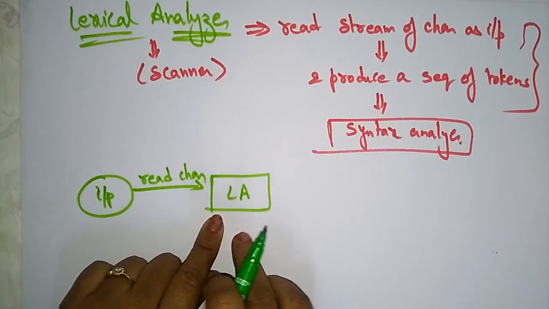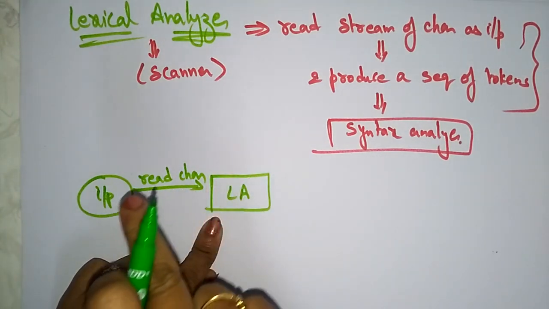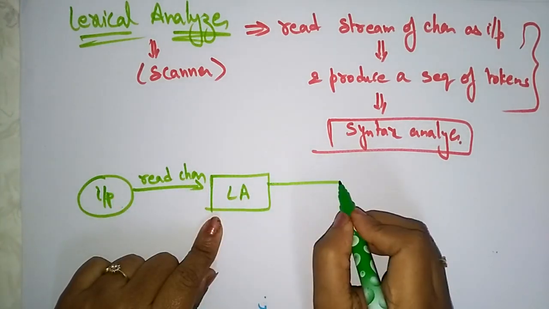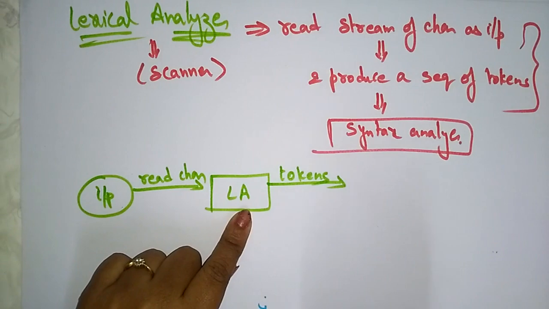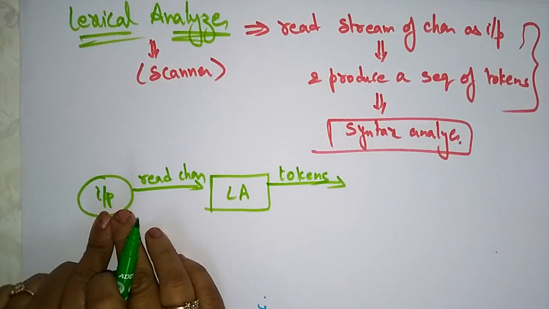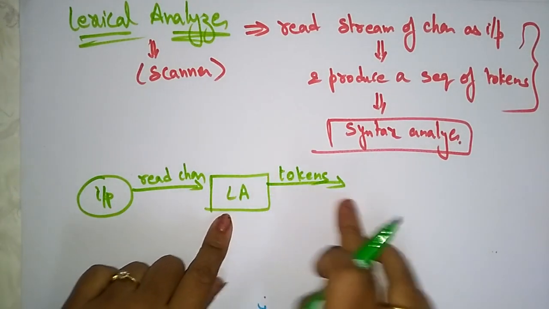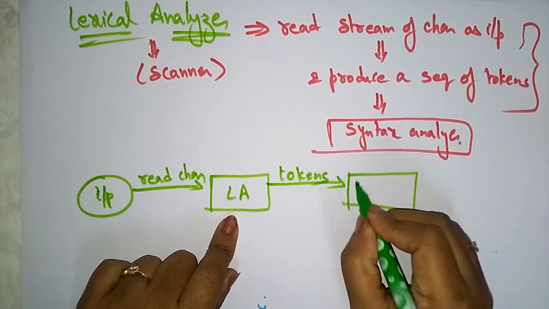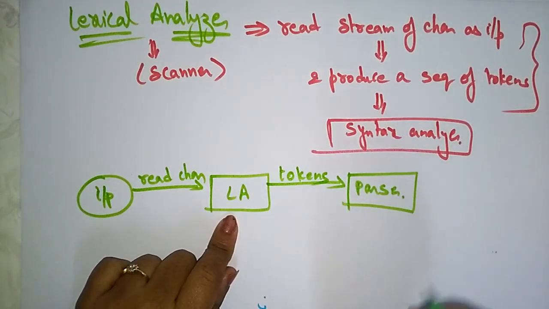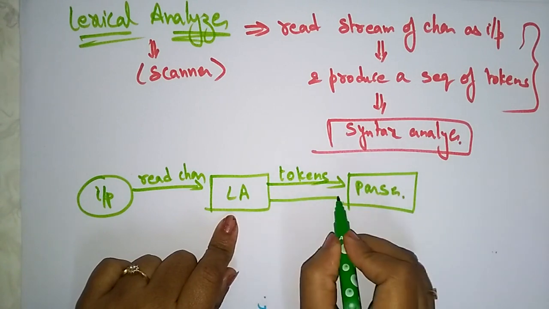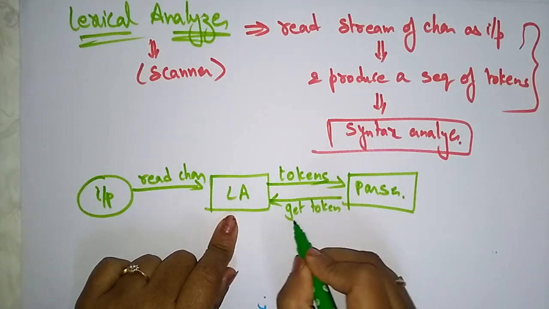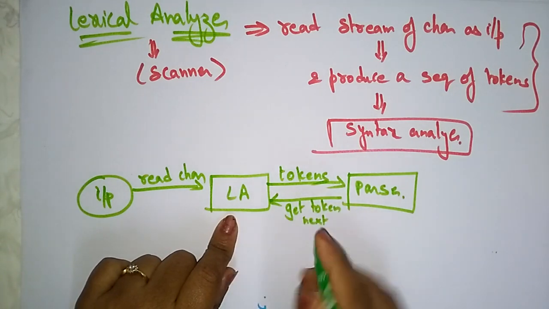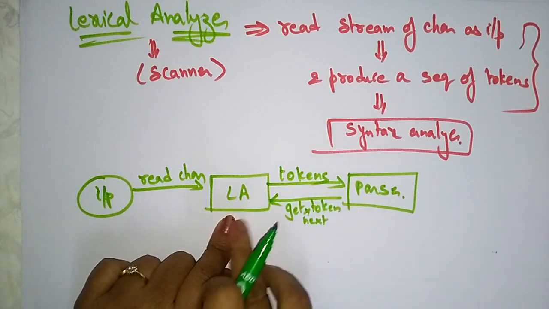What this lexical analyzer does is read characters and produce output as tokens. I will explain clearly what a token is and everything, then next. First it reads the character, and the lexical analyzer produces tokens, and the tokens are the input for the parser. Once it gets one token, it asks for another: get next token. It is asking to get the next token from the lexical analyzer.